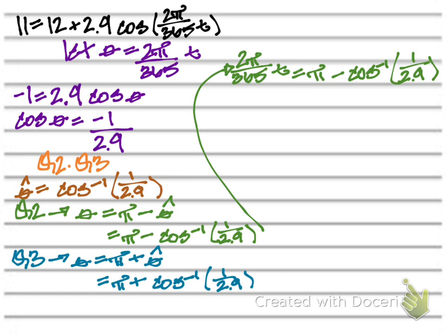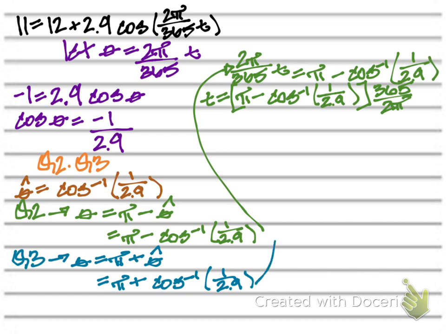So to solve that for t, I need to multiply both sides by 365 over 2 pi, by the reciprocal. So the first time that I'm looking at here is going to be pi minus the inverse cosine of 1 over 2.9, that whole thing times 365 over 2 pi. That'll be my first time.